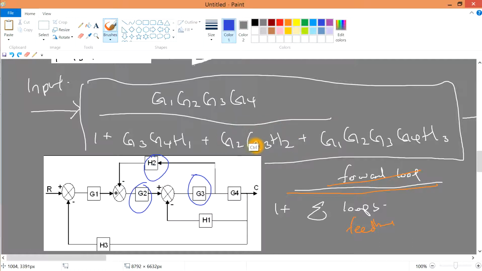So we have identified that, alright. Now, next, green color one, which is this one, G3, G4, H1, right, G3, G4, H1, and then also is minus, so we have minus feedback. If it's minus, it's plus. And therefore we have plus G3, G4, H1, which is this loop over here.